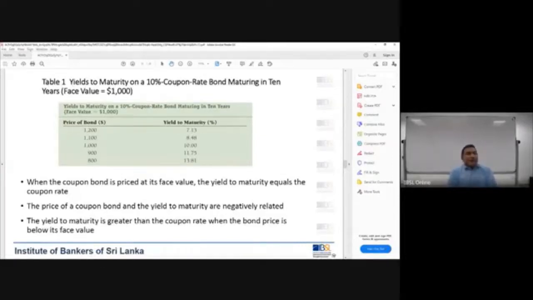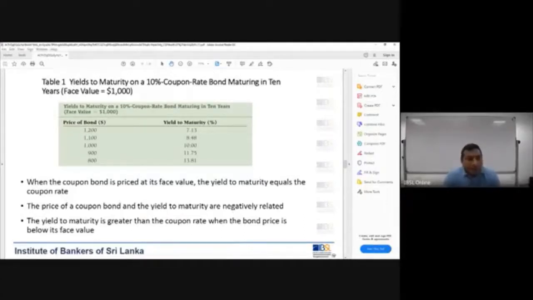Okay. So then another very important point. First point is when the coupon bond is priced at its face value, yield to maturity is equal to the coupon rate. Second point is price of a coupon bond and yield to maturity are negatively related. The third point is yield to maturity is greater than the coupon rate when the price is below its face value. Conceptually, you understand now, when the interest rate or yield to maturity, YTM, is greater than coupon C, the price should be lower than the face value.